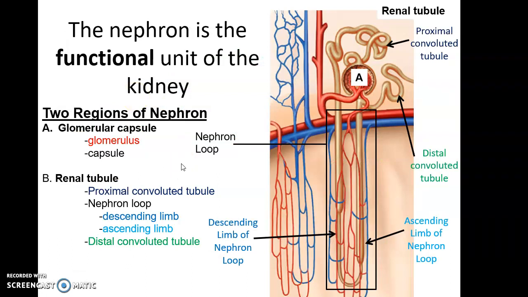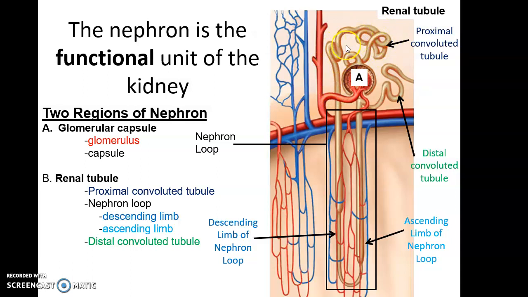All right, then we have the renal tubule. So coming out of the glomerular capsule is the proximal convoluted tubule. Proximal because it comes after the glomerular capsule, convoluted because it's all twisted up, and tubule because it is tube-like.